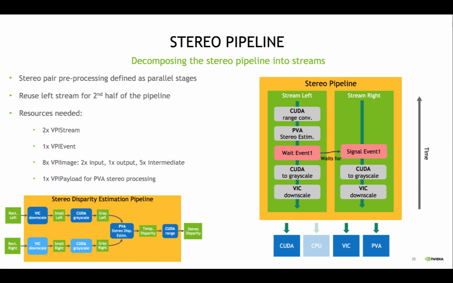At the beginning, both of them are used for pre-processing. Then, we reuse the left stream for the second half of the pipeline, where we execute the stereo disparity and post-processing. We'll use one VPI event object for inter-stream synchronization. We also know that the stereo disparity algorithm needs a payload. Well, with that said, we are ready to start rolling.